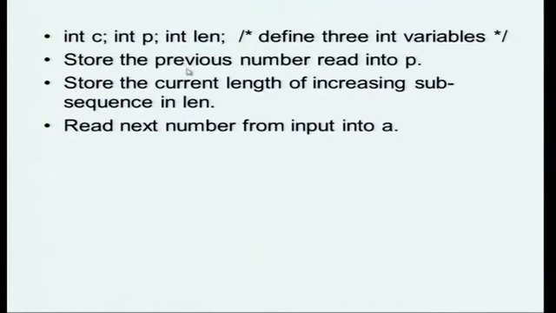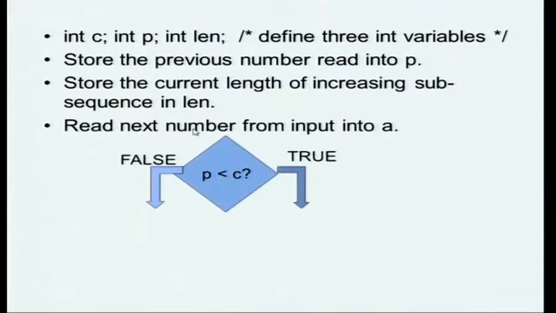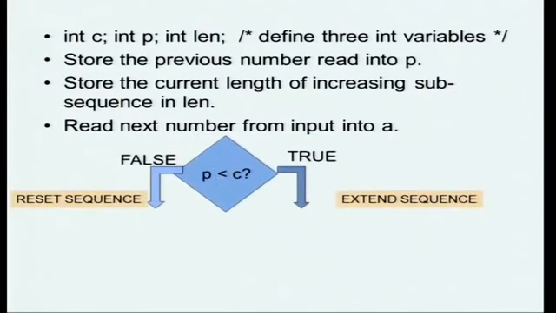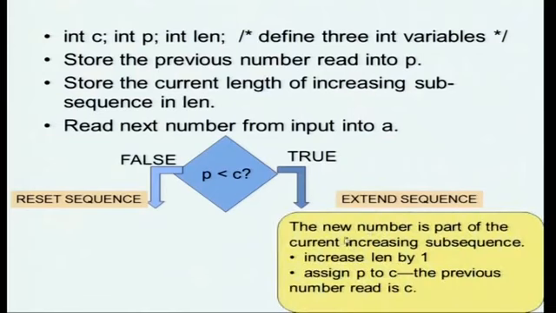Okay. So we store the previous number into P, store the current length of the increasing subsequence into len, and read the next number into C. Okay. So if the previous number is less than the current number, we take the true branch, in which case we extend the sequence. So the new number that we have read is part of the current increasing subsequence. So increase the length of the sequence by 1, and now we move in lockstep.